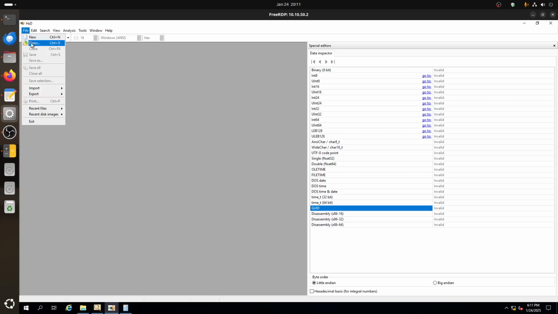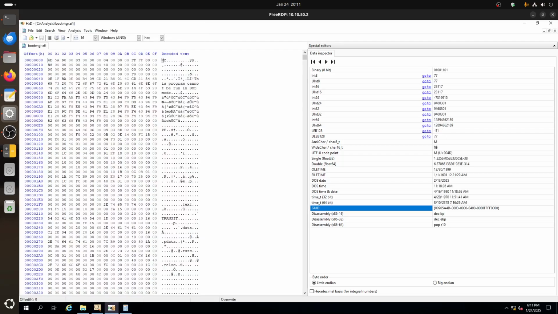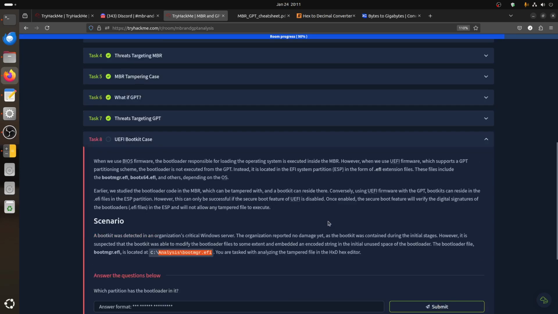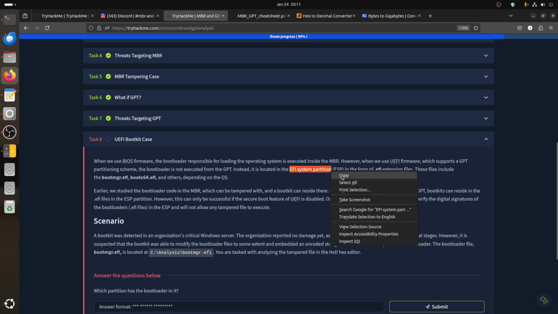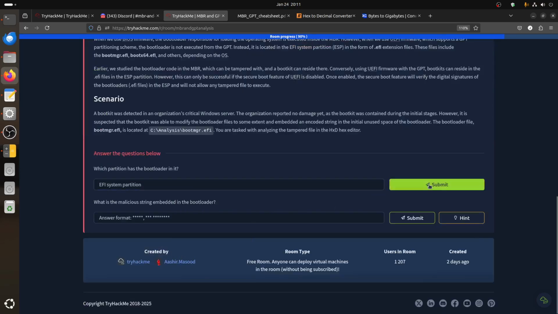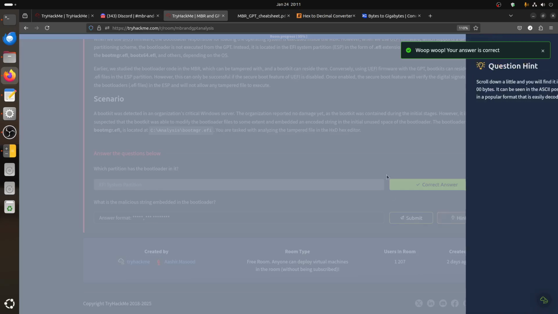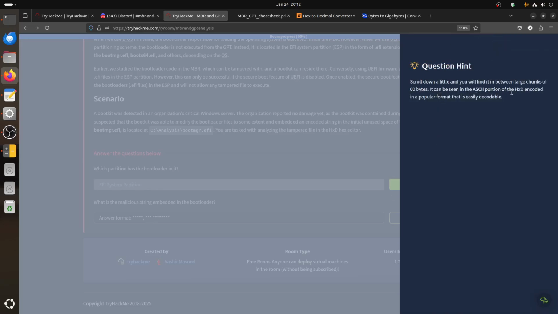So if I open it, they give us this file. Now we have this. This is the file. Basically, it's not the bootloader, or GPT, or MBR. What the question is asking is which partition has the bootloader in it. It's located in the EFI system partition, so the ESP, so that's one. And then, what is the malicious string embedded in the bootloader? Of course, they give us a hint here, they said we can see it in the hex.